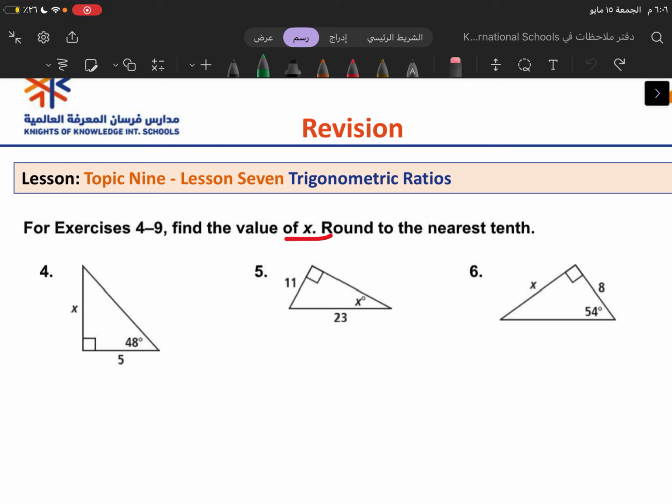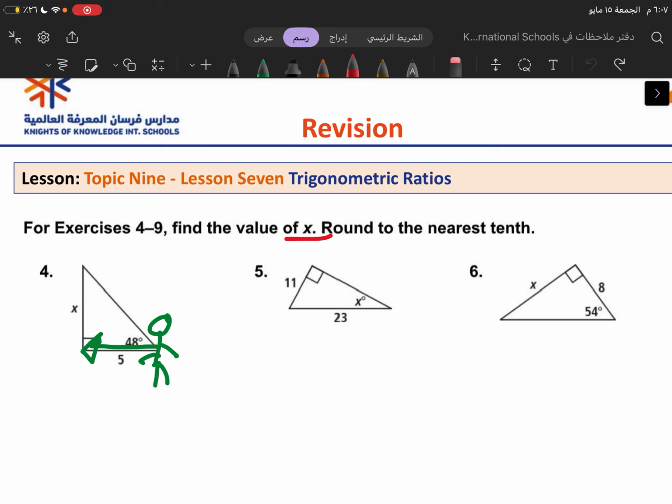Okay. In the first step to solve this question, you have to determine the good ratio that helps you to find out the x. So you have to stand on the angle that is given, and see what is given for you. This side, for you, it is adjacent, yes? Yes, teacher, it is adjacent. So this is adjacent.